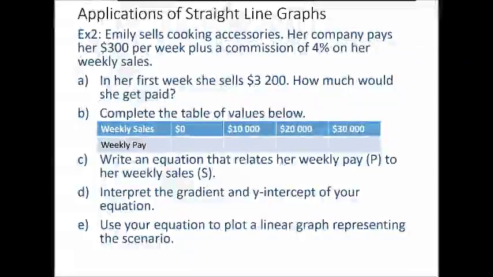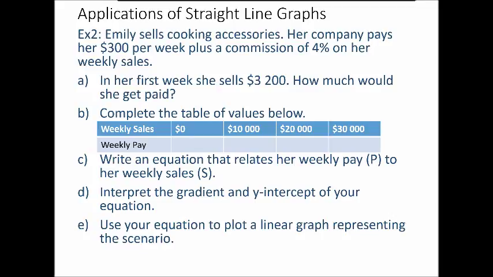So here we've got a slightly more involved example when we're not given an equation. Emily sells cooking accessories, okay? Now her company pays her $300 per week. So that's, again, when she walks in the door, she gets $300 per week, plus a commission of 4% on her weekly sales. So obviously when she sells a really fancy spoon, she doesn't get all of the money that the spoon costs. That goes to the company, and then they pay her a small portion of the sales that she makes.